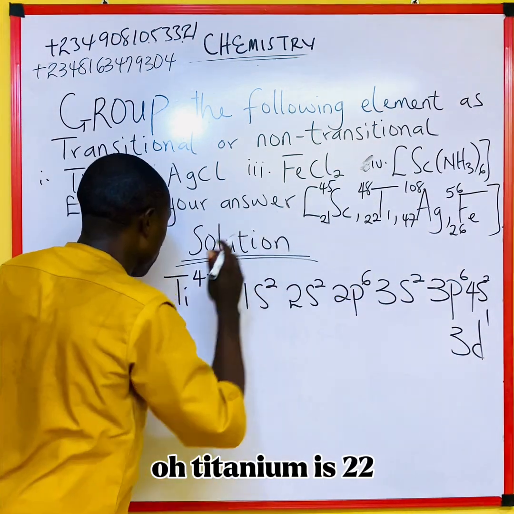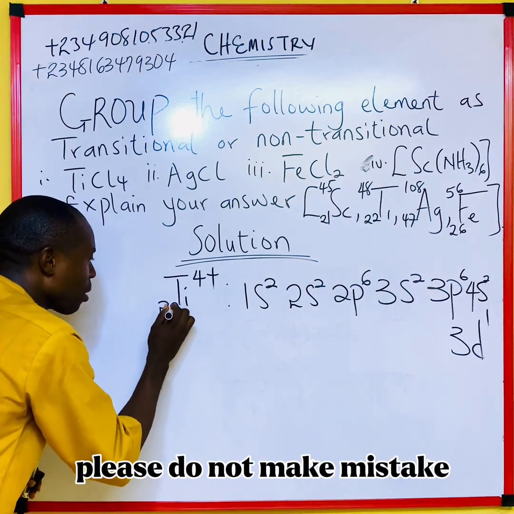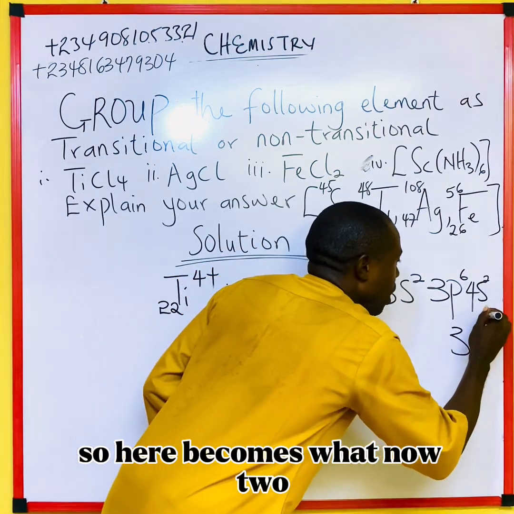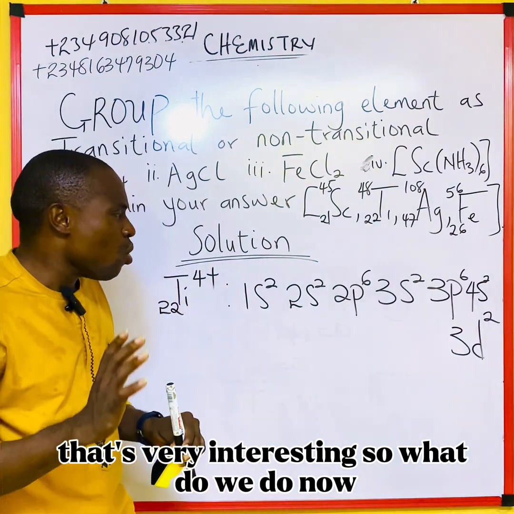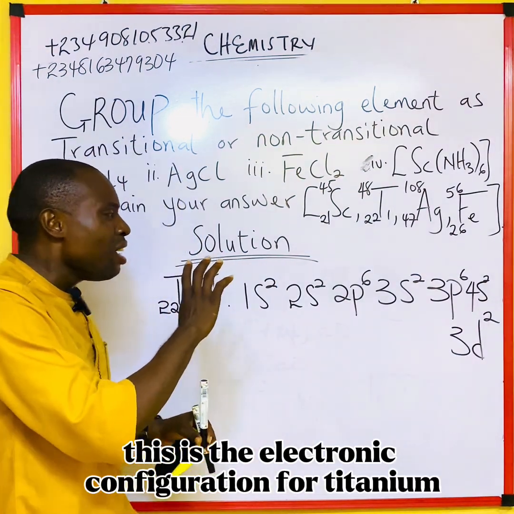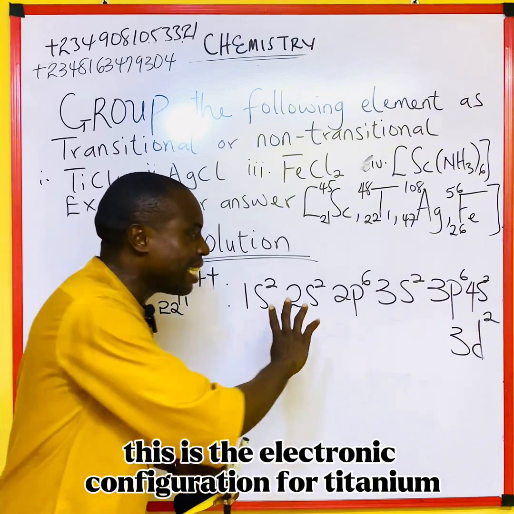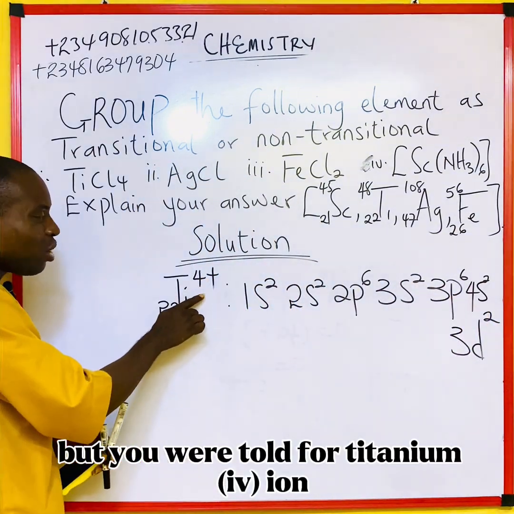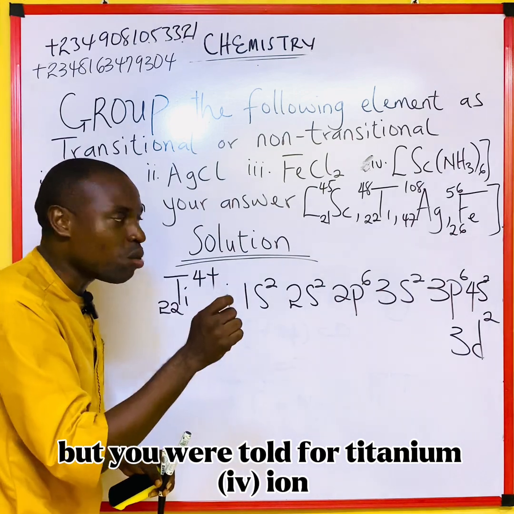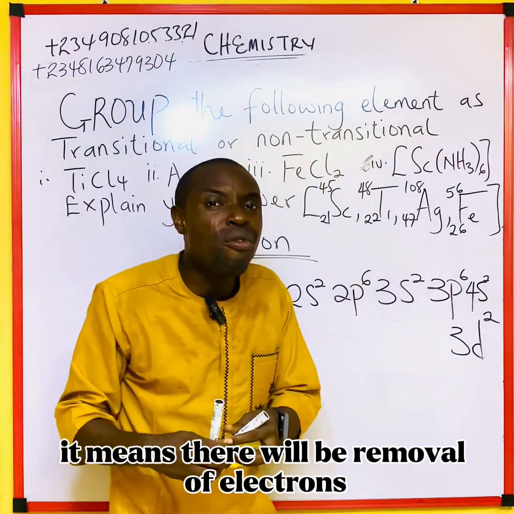Oh, titanium is 22. Please do not make a mistake. So here becomes what now? 2. That's very interesting. So what do we do? Now, this is the electronic configuration for titanium in its free state. But you were told for titanium 4 ion. What does it mean? It means there will be removal of electrons.